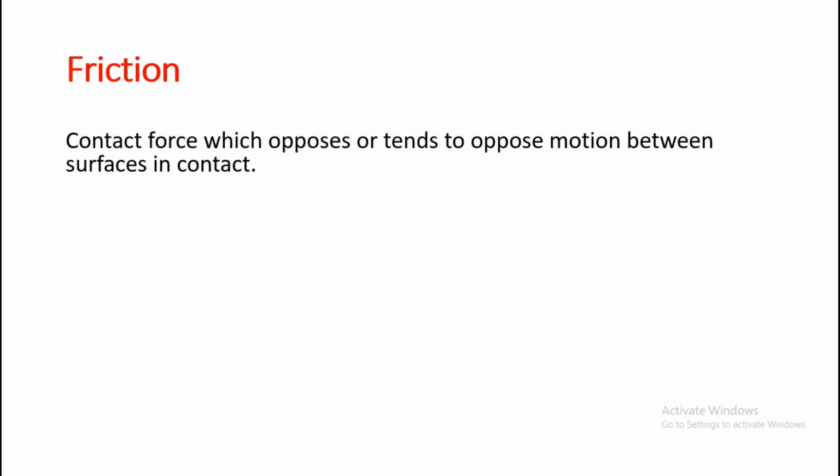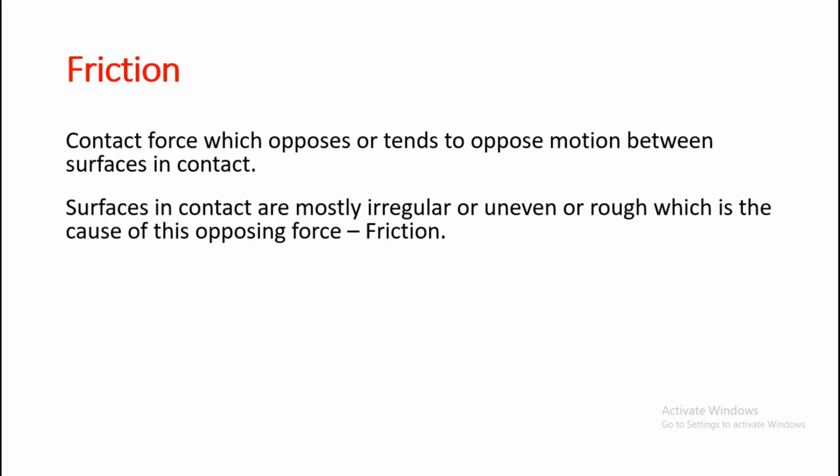Friction. Contact force which opposes or tends to oppose the motion between surfaces in contact. Surfaces in contact are mostly irregular or uneven or rough, which is the cause of this opposing force to the motion of objects, and this force is known as friction.